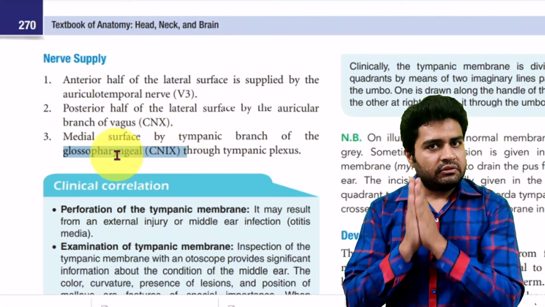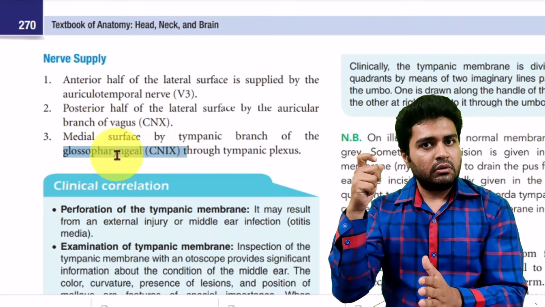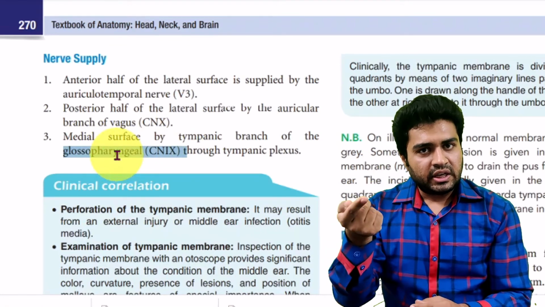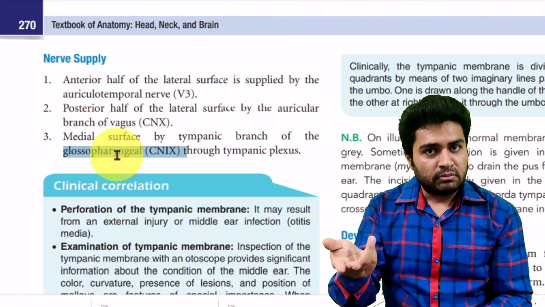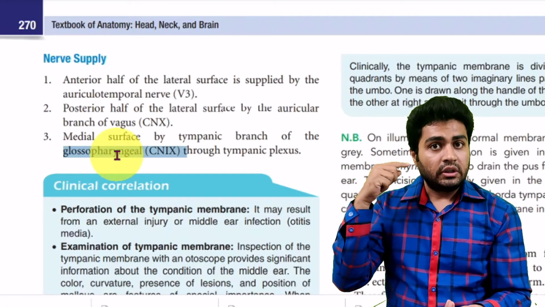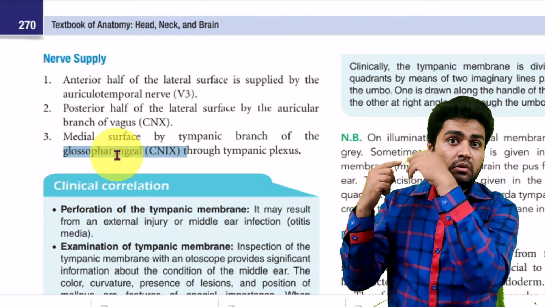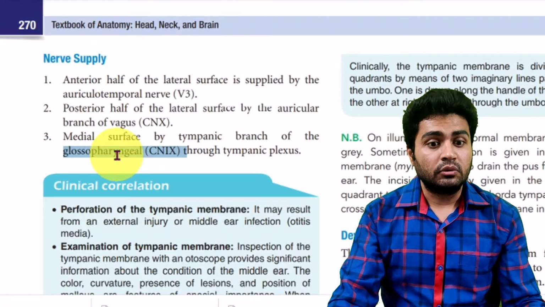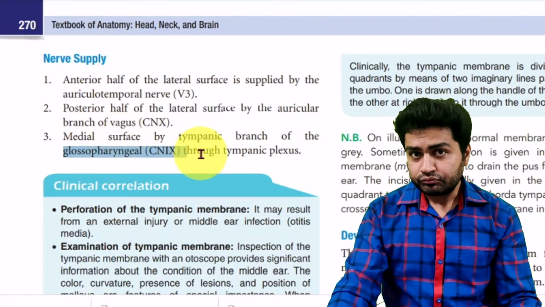So the nerve supply is very easy. On the lateral side, it is divided into two halves. On the anterior side, the auriculotemporal nerve, which is a branch of the mandibular. On the posterior side, the auricular nerve, which is a branch of the vagus. And on the inner side, the tympanic branch of the glossopharyngeal nerve.